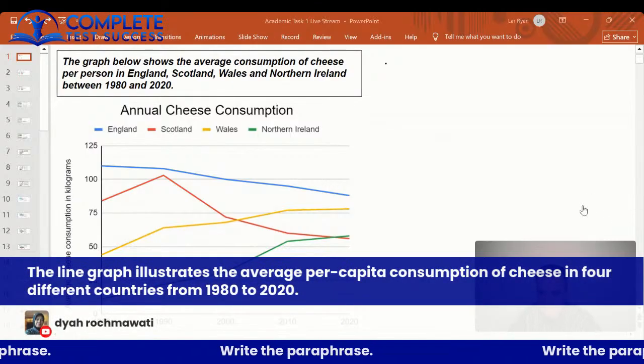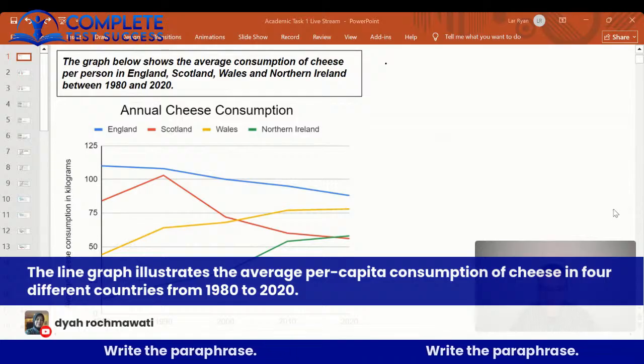Hi, Dia. The line graph illustrates the average per capita consumption of cheese in 4 different countries from 1980 to 2020. Perfect.